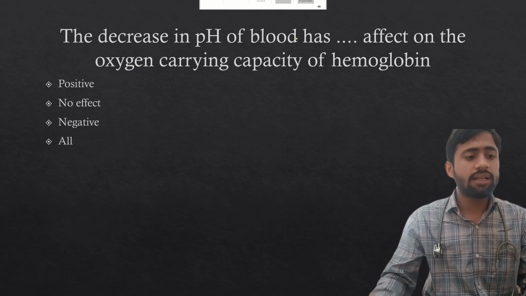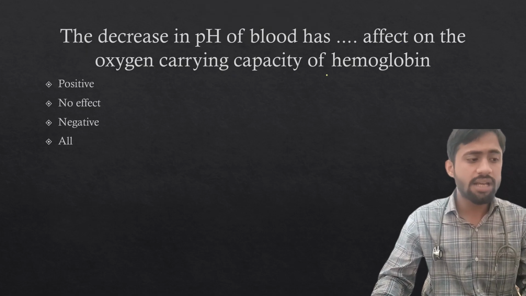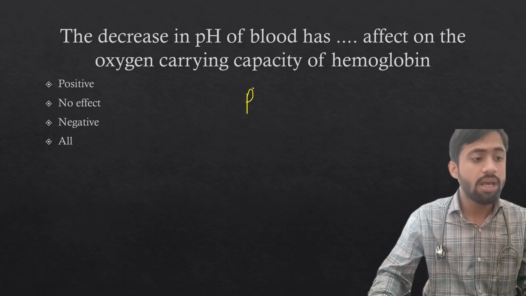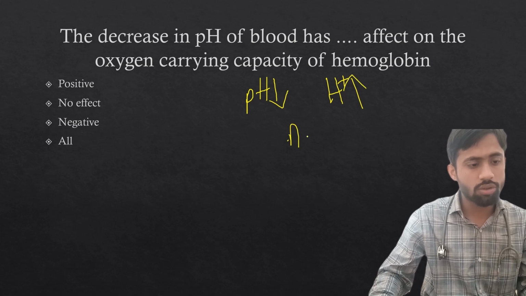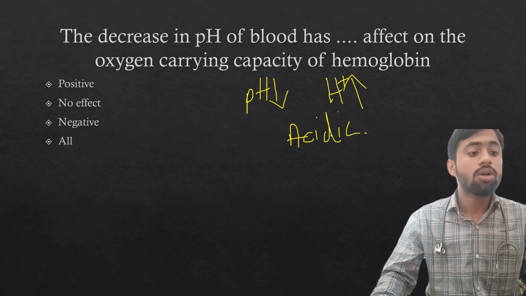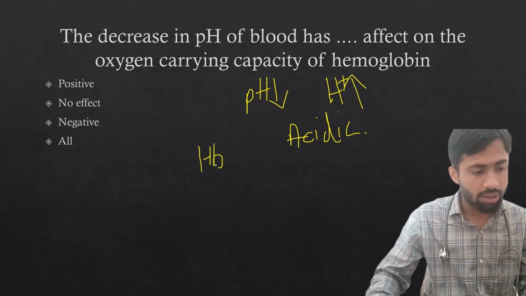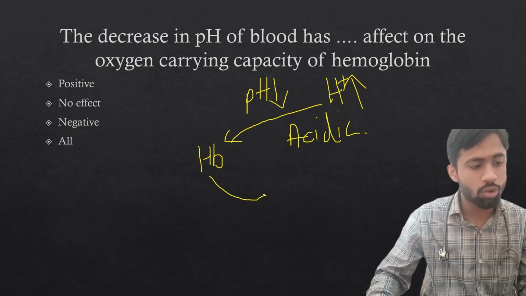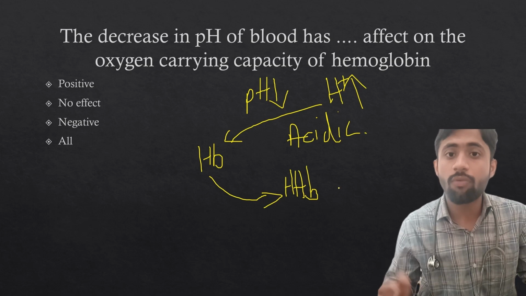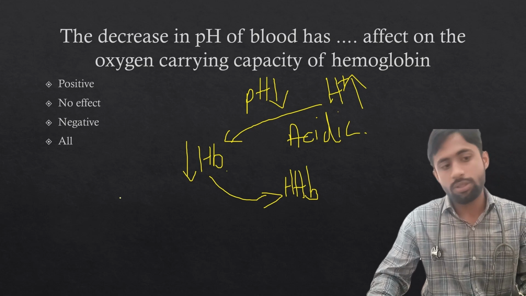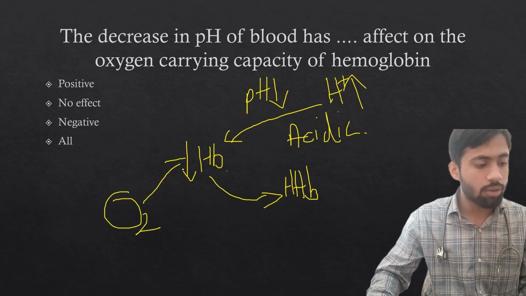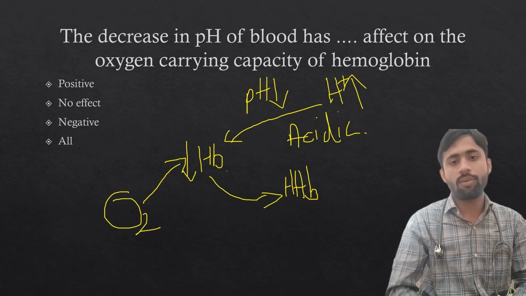The next MCQ states that the decrease in pH of the blood has a dash effect on the oxygen carrying capacity of hemoglobin. If you are decreasing the pH, you are increasing the concentration of hydrogen ions, because you are making the medium more and more acidic. So the more the hydrogen ions, the more the probability of hemoglobin binding to these hydrogen ions. What will they form? They will form hydroxyhemoglobin, and this hemoglobin will be utilized in forming it. So less hemoglobin will be available to bind with oxygen.